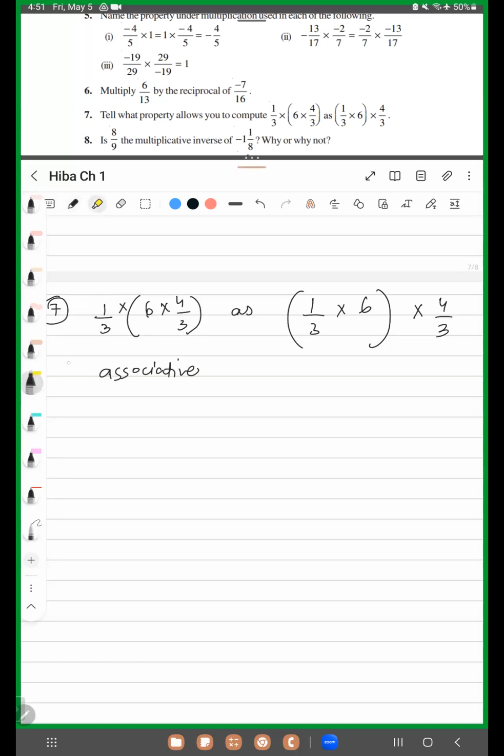What is the difference between associative property and distributive? In associative property, inside the bracket and outside the bracket there's going to be the same sign. Okay? But in distributive property, there is going to be one sign outside the bracket and a different sign inside the bracket. Okay, I understand now.